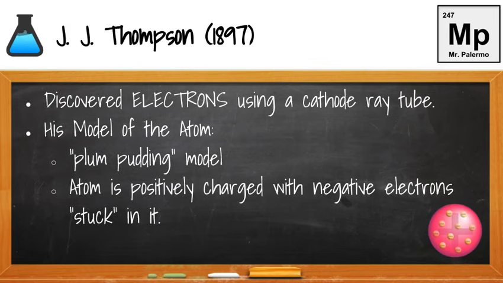J.J. Thompson took this model even further, and he actually discovered that there were negative charges stuck inside this atom, or embedded. And he called these negative charges electrons. And he discovered that using a cathode ray tube, which we're going to talk about in a moment. But his model was called the plum pudding model because it looked like a bowl of pudding with plums stuck in it. So these things that are stuck in it are the negative charges, and he believed that there was a uniform positive charge throughout the entire atom, and the negative charges were just kind of embedded in that.